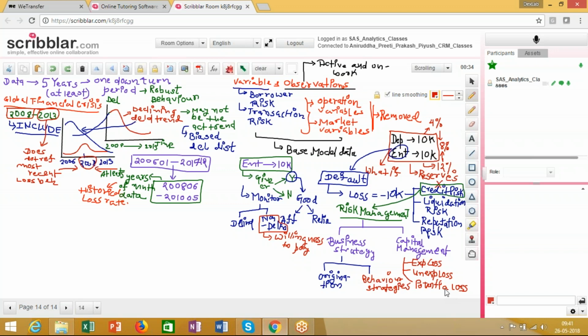What is expected loss? What is unexpected loss? And what is potential loss? And why are we defining the losses in these three ways? Let's take a very simple example. Let's bring in Mr. Ambani once again.